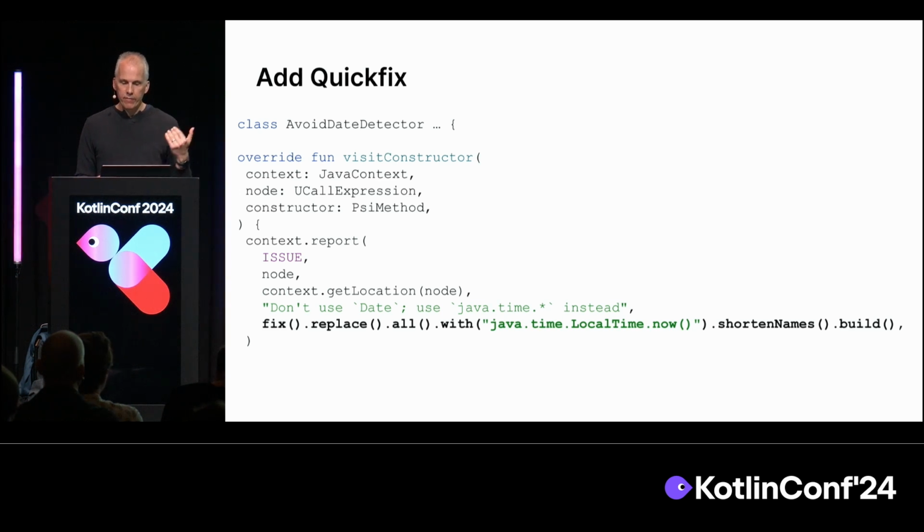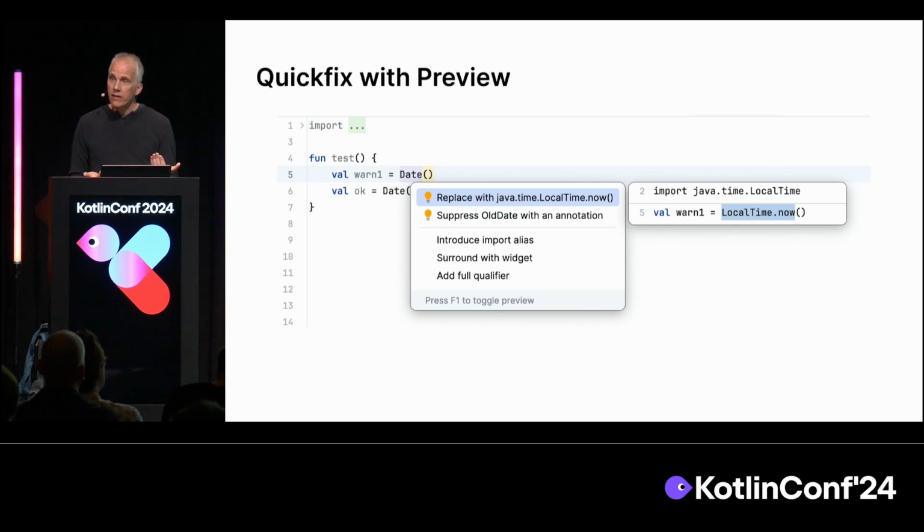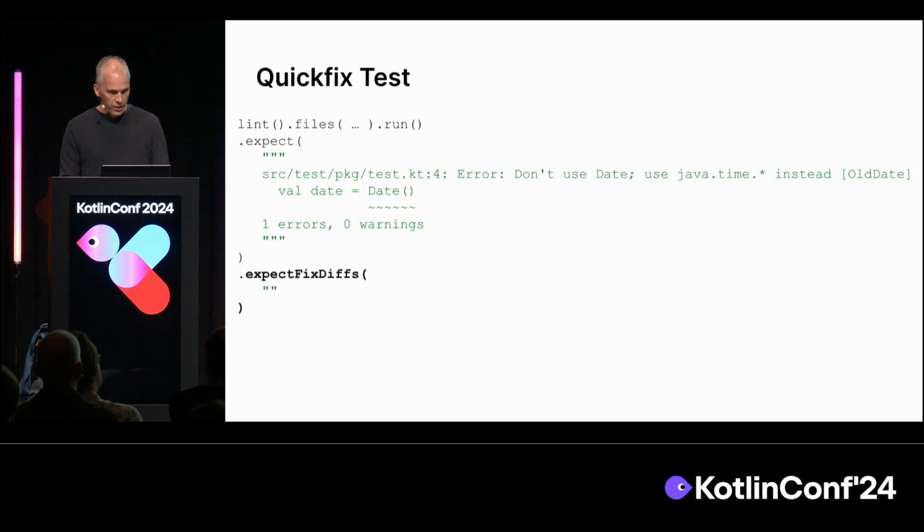So that means that if there are no conflicts for the short time in the same compilation unit, then it's going to add an import for us and shorten the replacement string. So when we run this in the IDE, we now get a fix proposed when we Alt-Enter. And notice that IntelliJ shows previews for quick fixes in recent versions. I love that feature. And so our quick fix shows up here. And you can see that in this case, it's going to both import the class and replace the constructor call with LocalTime.now. And of course, we want to have a test for this too.